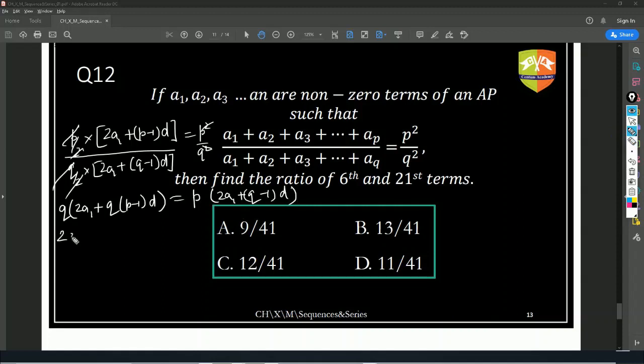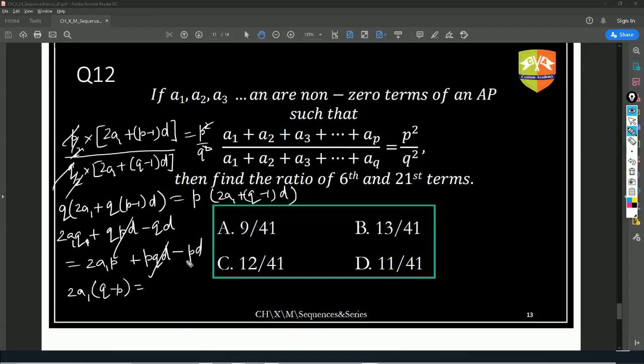So hence it is 2a1q, plus qpd minus qd. Right? Here it will be 2a1p plus pqd and minus pd. So pqd, pqd will go. So hence if you take commons, 2a1 q minus p is equal to d common and it will be q minus p, right? So q minus p will go, so d is equal to 2a1.